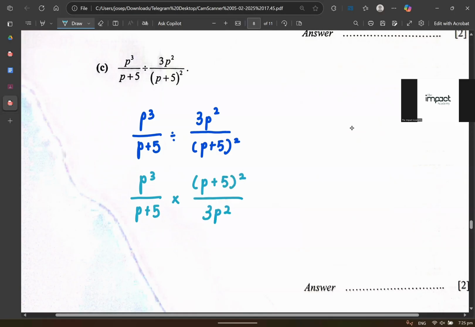Cancel. Can you understand? Which one can you cancel? Which one can you cancel? P plus 5. Okay, that means there's one of this. Can you understand? You can cancel the entire thing. You see, ready? The one above, what happens? Okay, you work it out first. No worries, no rush. You can work it out.